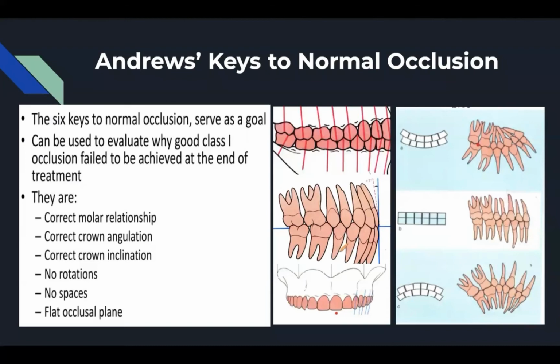So there should be a class 1 molar relationship. There is a correct angulation of the crown, correct inclination of the crown. There should be no rotation, no spaces, tight contact, and a flat occlusal curve of Spee. In prosthetics, when we make a complete denture, we usually incorporate the curve of Spee. And why do we incorporate that curve? Because the prosthesis gets more stable when there is a curve of Spee.